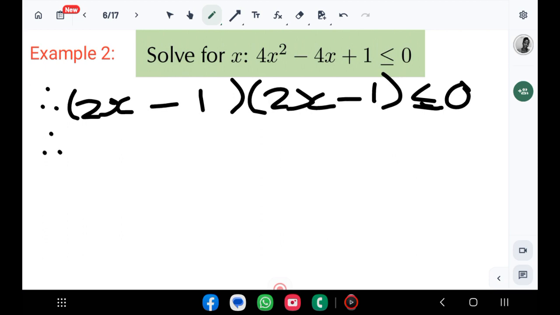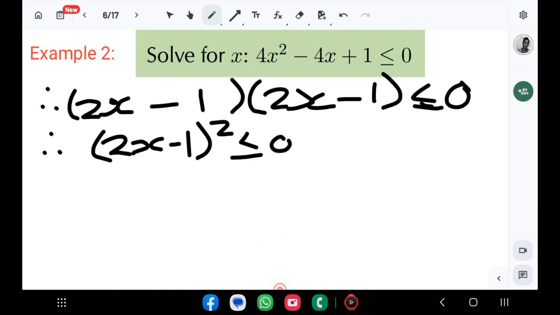Notice that that can also be written as 2x minus 1 all squared, that is less than or equal to 0. Very important to have it written like this, especially when you've got two factors multiplied together that are identical like this. Now let's look at the critical values.